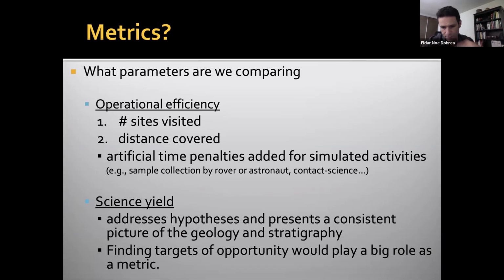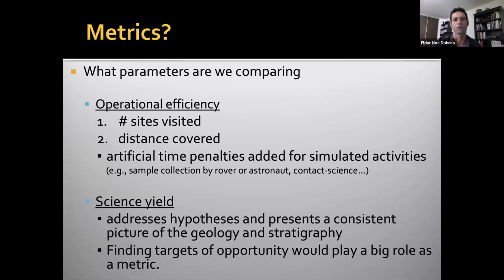So that's where the loop comes in. So what parameters are we comparing? Here are the metrics. We need some sort of degree to understand which paradigm will be more effective. As far as operational efficiency, basically how many sites can be visited in a specific period of time, and distance covered. And of course, this is not real time. This is simulated time. So artificial penalties apply for simulated activities.